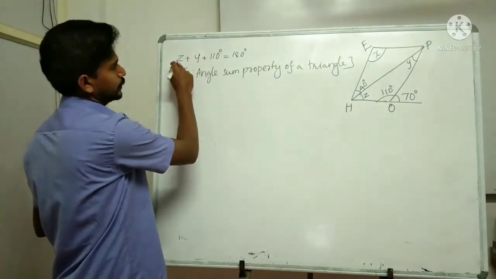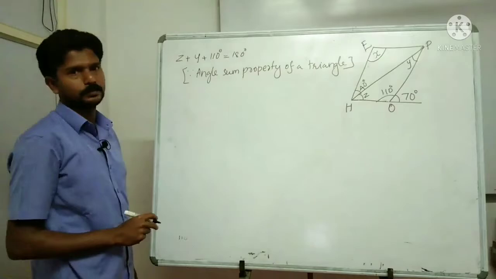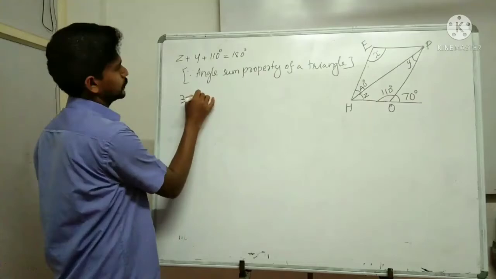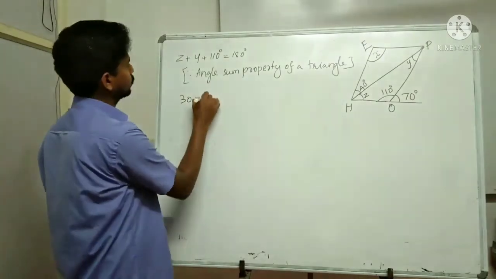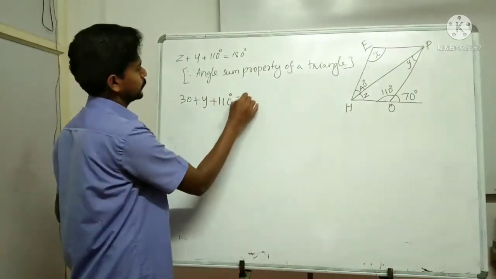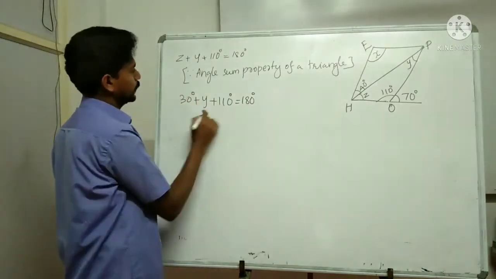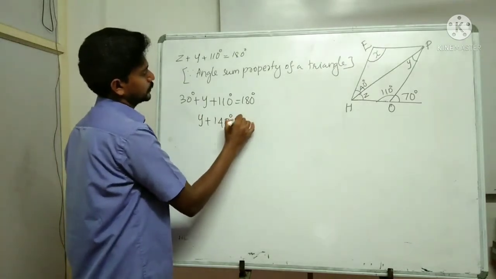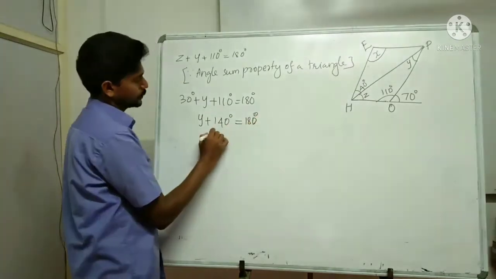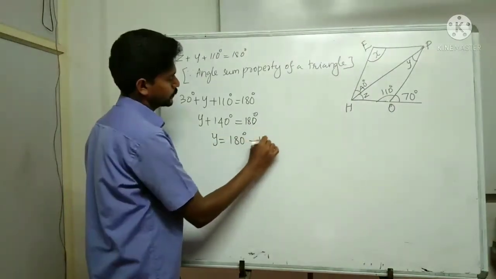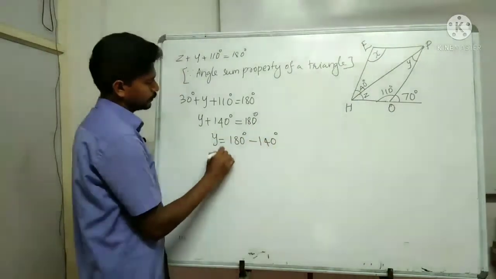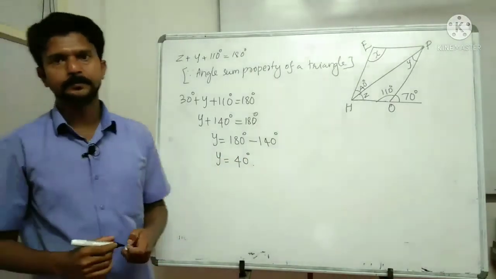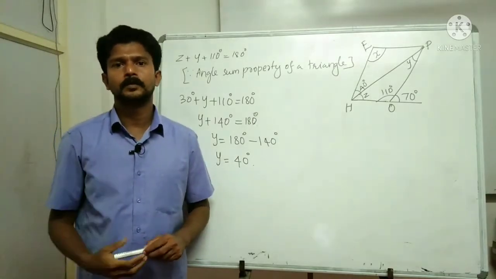That z we already got, that is equal to 30. So 30 plus y, which we don't know, plus 110 is equal to 180. When you add these two, y plus 140 is equal to 180. So y is equal to 180 minus 140, which is 40 degrees. So now we got x, y, z. Okay, let us see another problem.